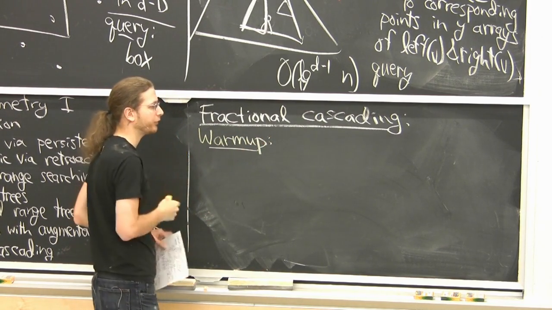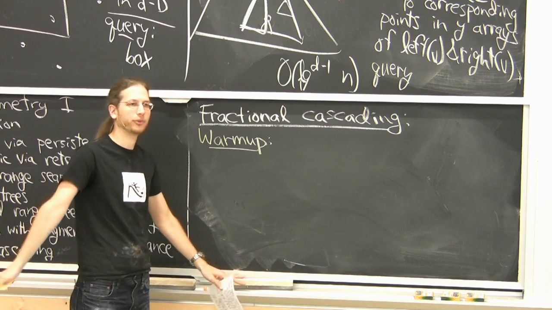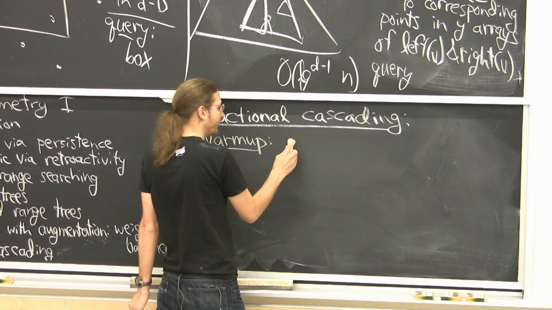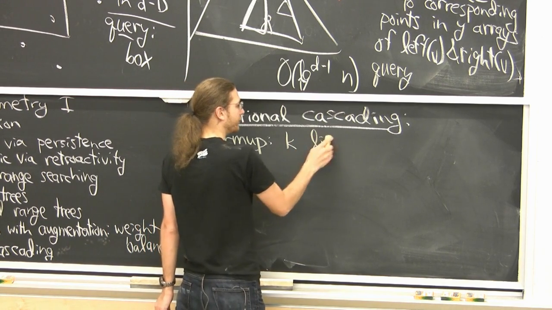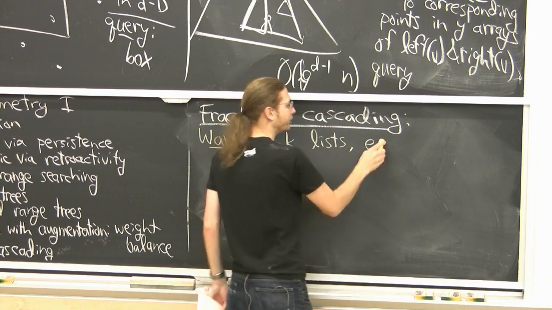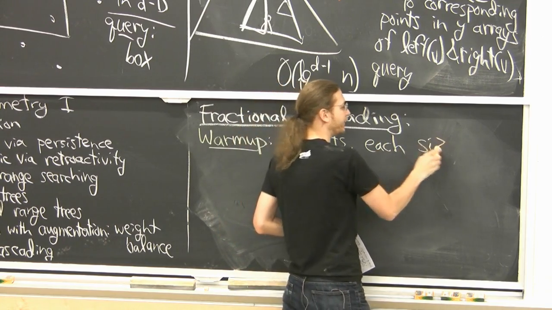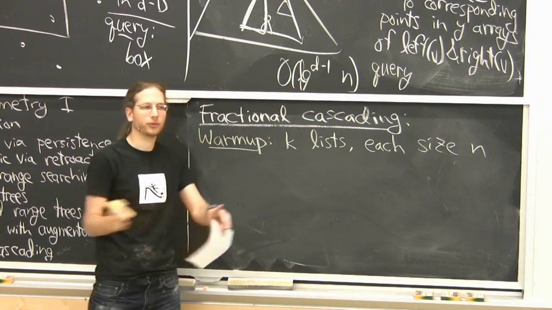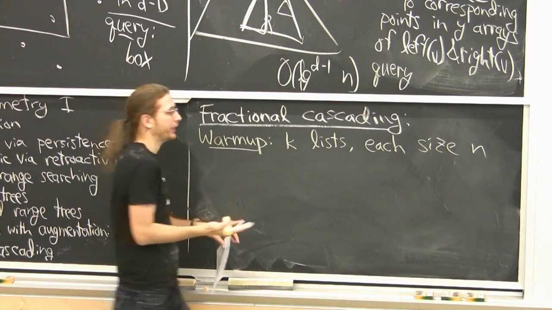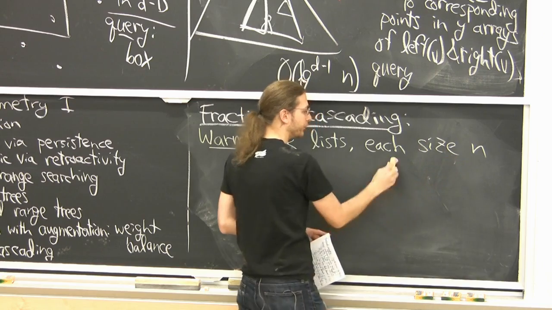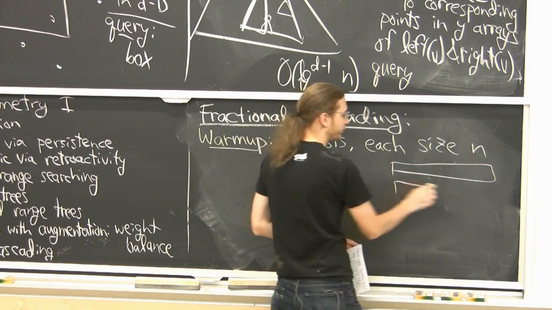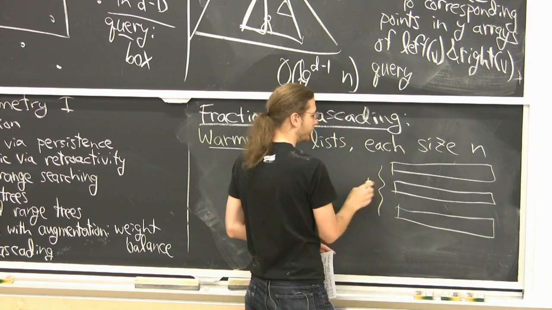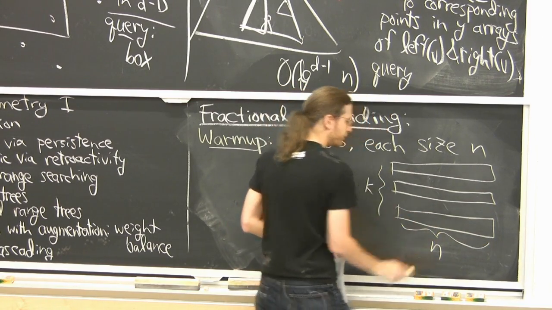But the simple version of the problem is not geometry per se. It's kind of 1.5 dimensions, if you will. Suppose I have k lists, and each has size n. They're sorted lists. So we have n items that come from an ordered universe. Here's list 1. Here's list 2. Here's list 3. It's k of them. Each of them has n items.